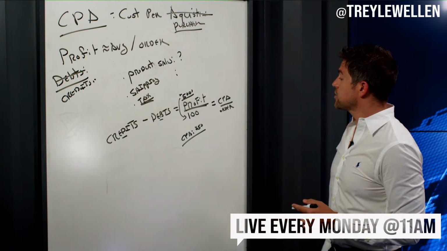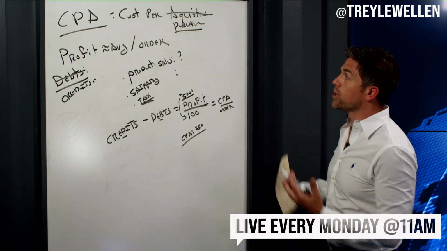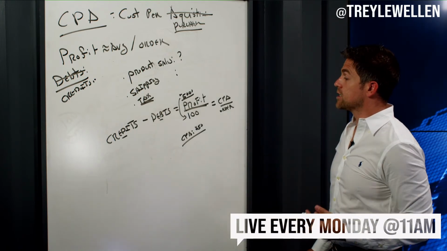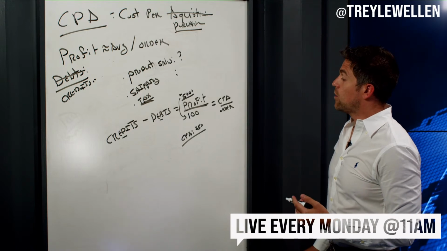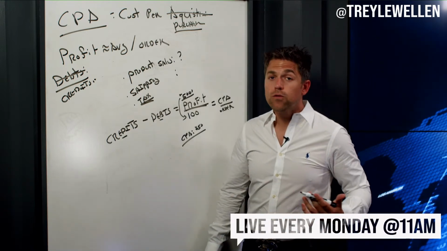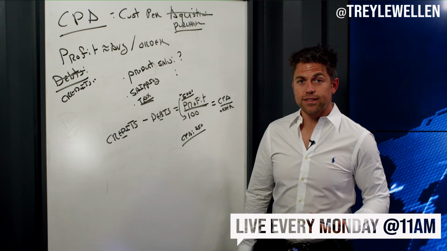So CPA, $50. We know that. That's our CPA. So now we can go out to affiliates and we can say, affiliates, here's a couple things. I want to give you $50 per transaction. Now, of course, you're going to have lower transactions that are under $50.